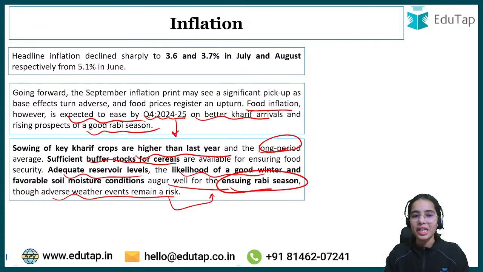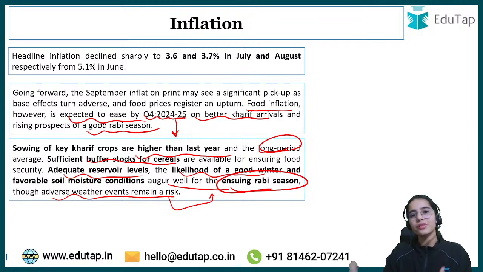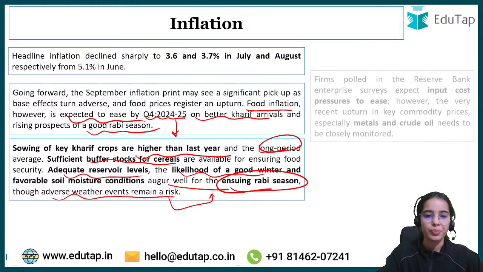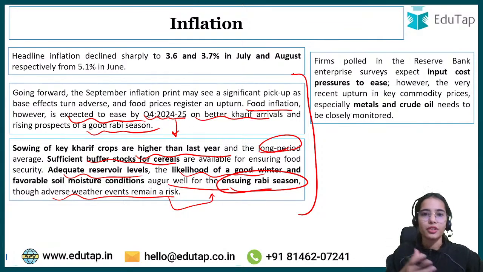So till now it is expected that because of the good reservoir levels, the likelihood of a good winter and favorable soil moisture conditions, it augurs well for the coming Rabi season and Rabi crop, though adverse weather events can happen and we do not know about that. Everything is looking rosy for the agriculture sector and for the crops that we are going to get, but food inflation can change rapidly in the coming months on the basis of weather events also. So till now food inflation is expected to ease by quarter 4 of 2024-25 on the basis of the different scenarios.